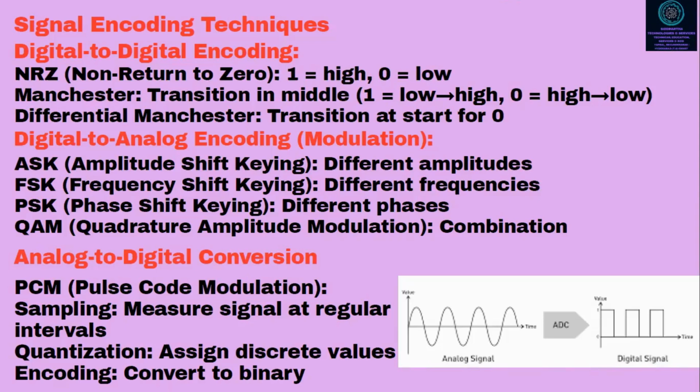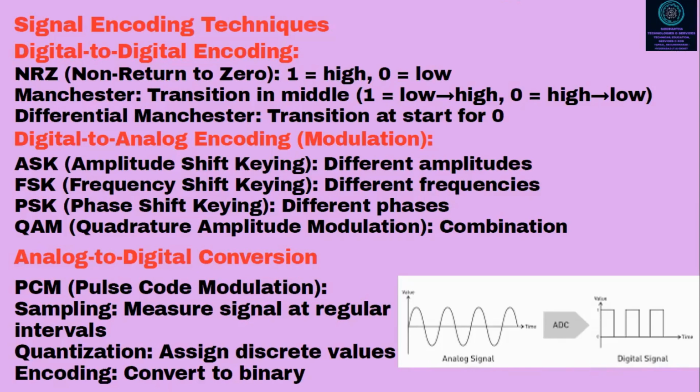Okay, so analog to digital conversion, the third one. PCM, pulse code modulation, is a very important part of it. Sampling measures the signal at regular intervals. Quantization assigns discrete values. Encoding converts to binary. So these are the points: what is encoding, what is quantization, what is sampling. This is important. What is PCM? So that's why I've given you this idea.